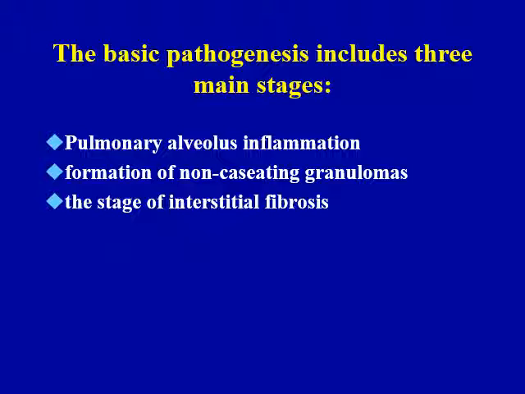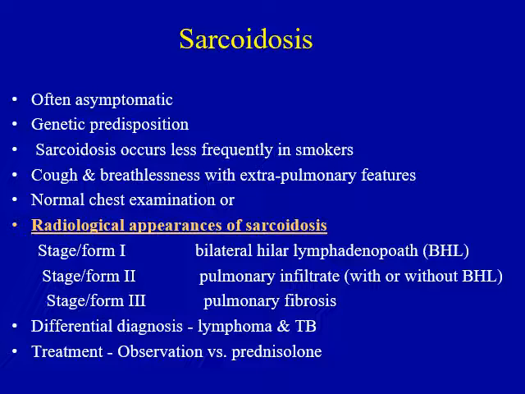The basic pathogenesis includes pulmonary inflammation, formation of non-caseating granulomata, and then interstitial fibrosis. Sarcoidosis is often asymptomatic. Usually when the patient has a chest X-ray, there is bilateral lymphadenopathy. There is genetic predisposition. Some families are affected more than others, and sarcoidosis occurs less frequently in smokers.